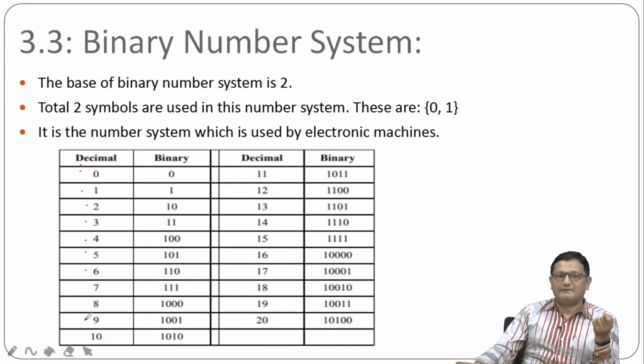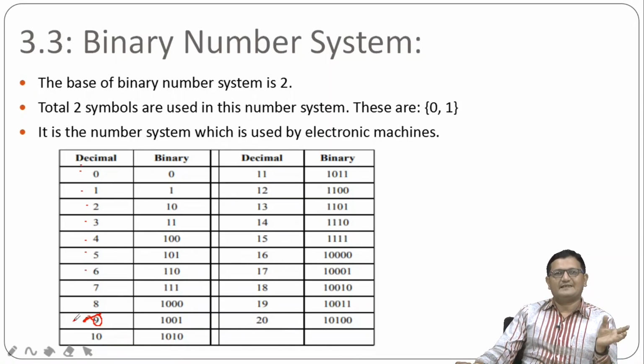Now, see, when we are here at 9, all the symbols get completed, right, because how many symbols do we have? We have 10 symbols and we are starting from 0. So, 0 to 9, when we are writing 9, that means all 10 symbols are completed.